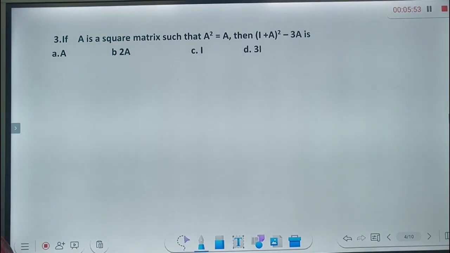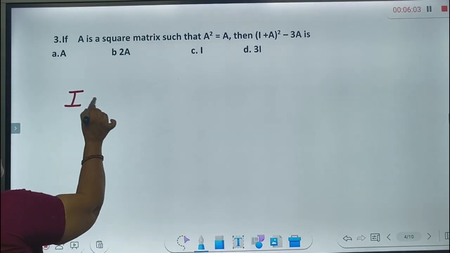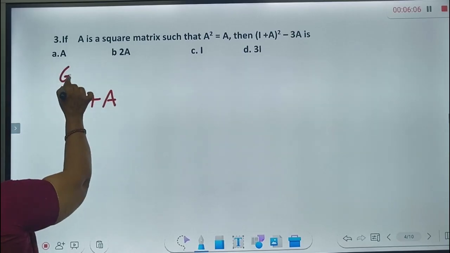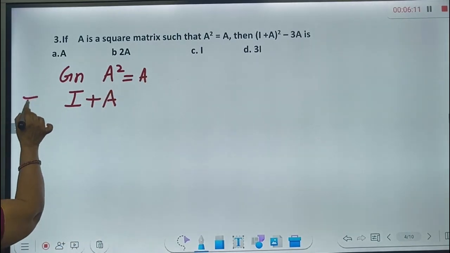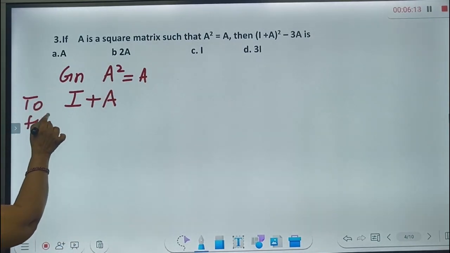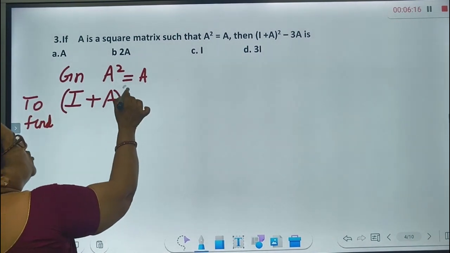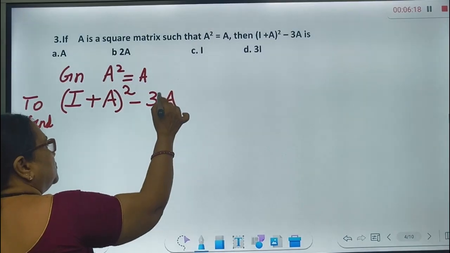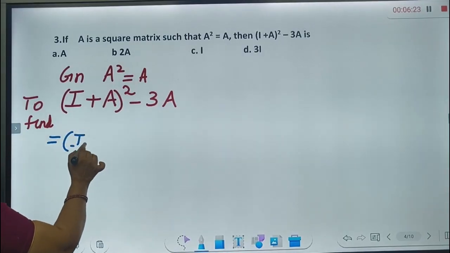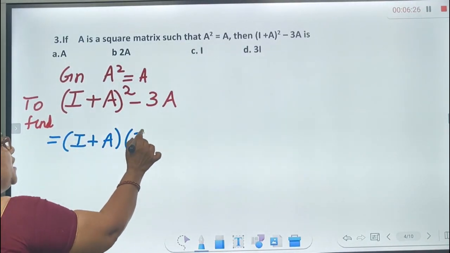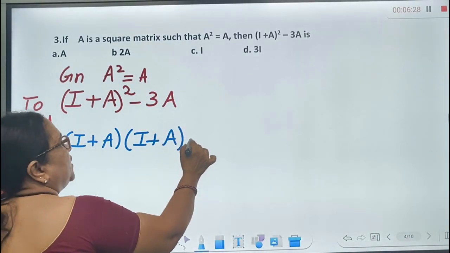Next problem. A is a square matrix such that A square equal to A. You have to find out what is I plus A the whole square minus 3 times A. So you are given A square equal to A. You need to simplify to find I plus A the whole square minus 3A. This is I plus A times I plus A minus 3A.